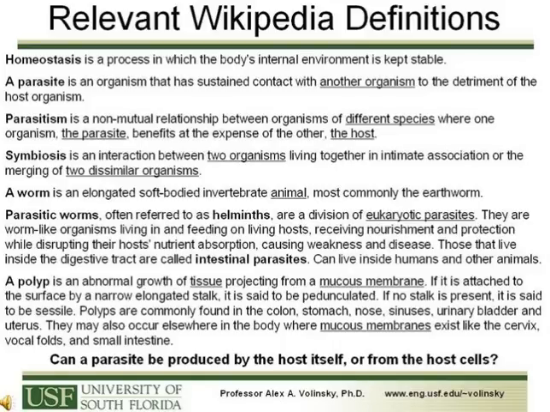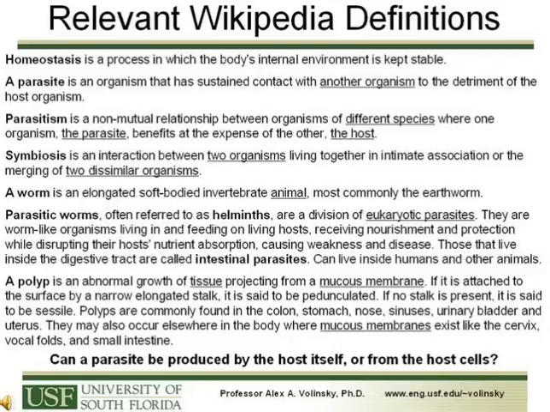There's another thing that's quite common in biology. It's called symbiosis. Symbiosis is an interaction between, again, two organisms living together, an intimate association or merging of two dissimilar organisms. So does husband and wife qualify? A worm is an elongated, solid-bodied invertebrate animal, most commonly the earthworm. That's the definition of a worm. There are also parasitic worms, and the term for those is helminths, and they are eukaryotic parasites, meaning that they have many cells, versus prokaryotic like bacteria.